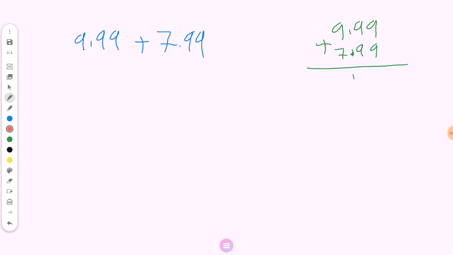So 9 plus 9 is 18, 8 and carry 1. 1 plus 9 is 10, plus 9 is 19. Carry 1. We already put the point before. 1 plus 9 is 10, plus 7 is 17. So it's 17, and the answer is 17.98. Okay, let's move to another example and another point I want to mention.